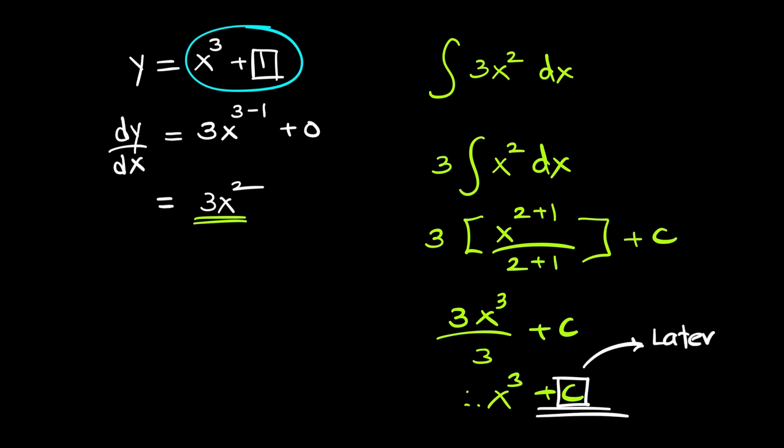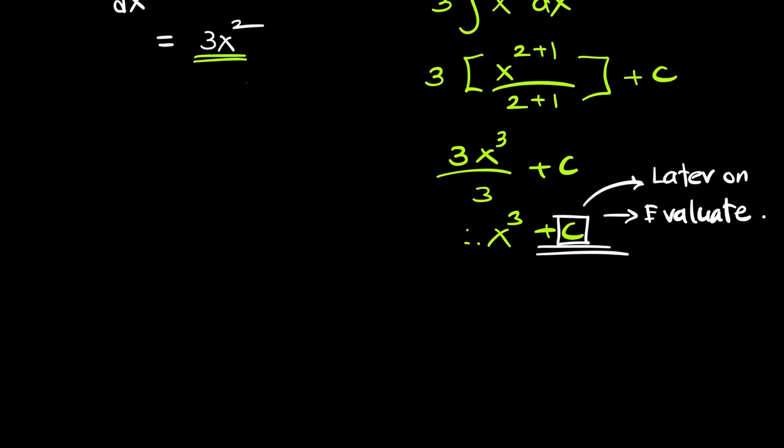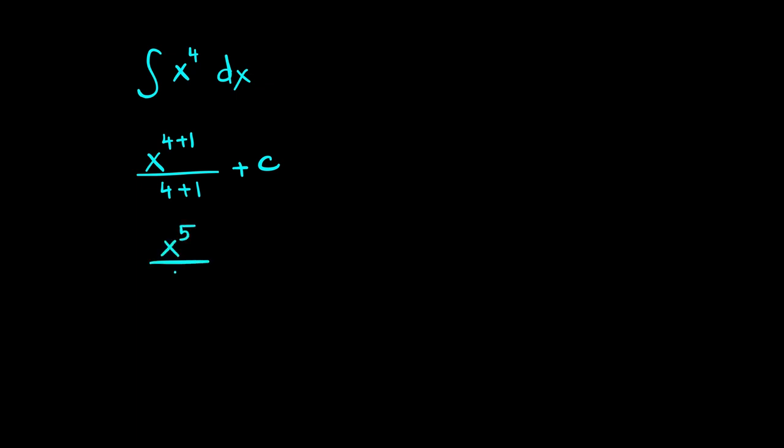Later on, when we have enough info, we will be able to evaluate this constant of integration c. Now let's move on to some more examples regarding basic techniques of integration. If I integrate x to the power 4 dx, the rule is the same. Increase the power by 1, divide by the new power, plus a constant of integration c. This simplifies to x raised to the power of 5 divided by 5 plus a constant of integration c.